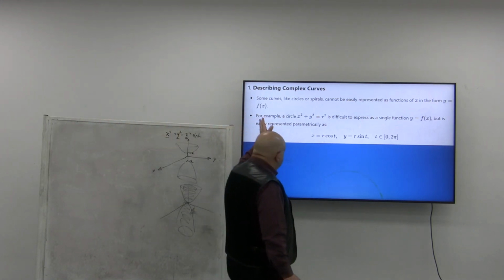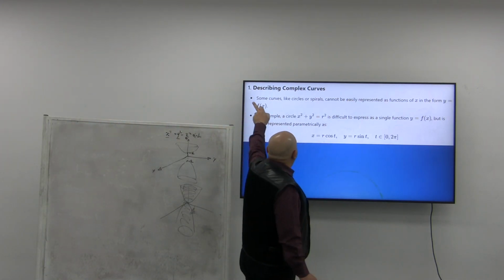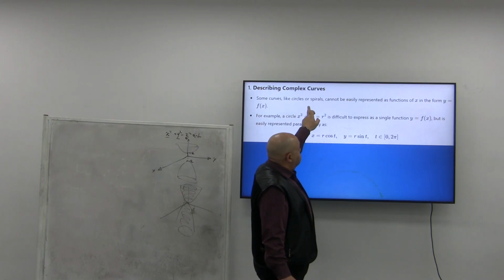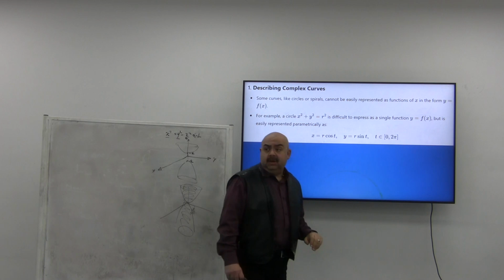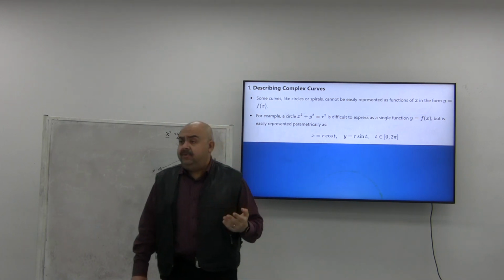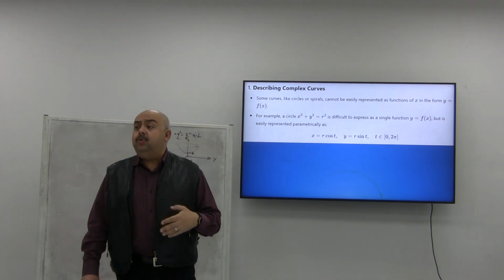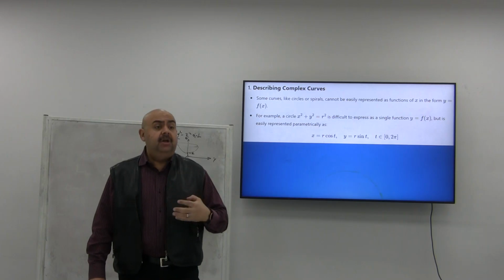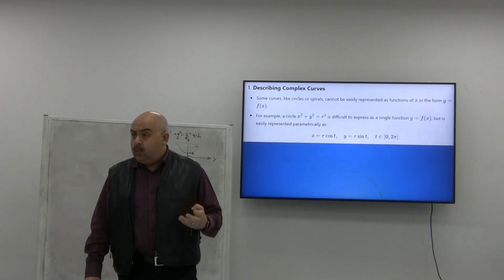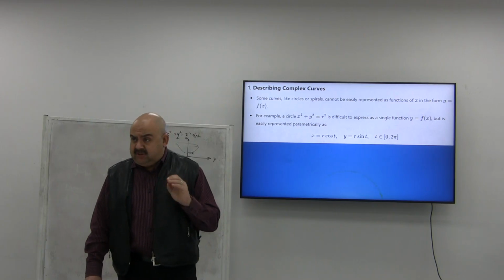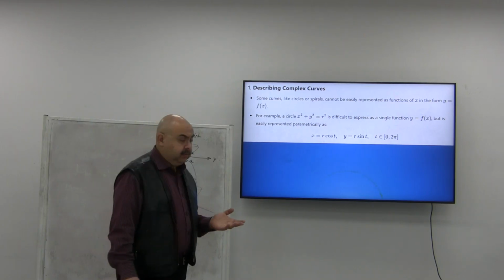Here's exactly what I've said to you. Some curves like circles or spirals cannot be easily represented as functions in x and y. This is why we are talking about R3 or R2. What if you are having a function in x, y, and z, and you need to integrate or work with it? It's going to be much, much simpler to be in a parametric form.